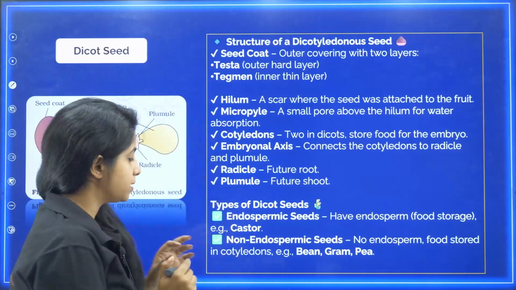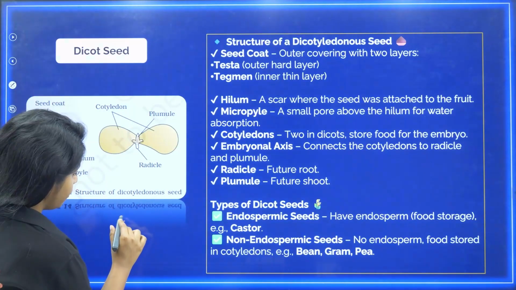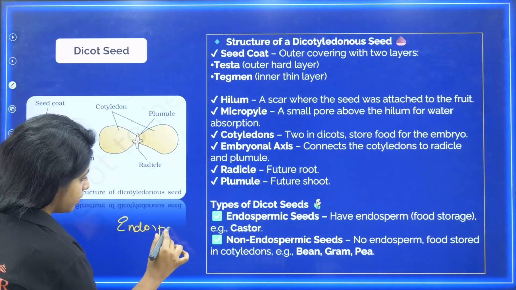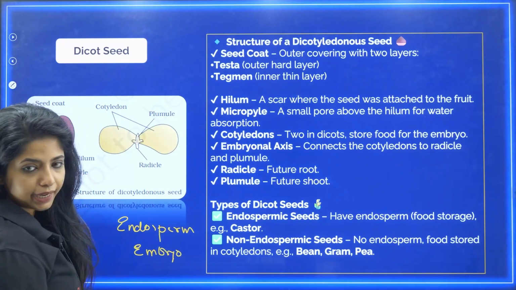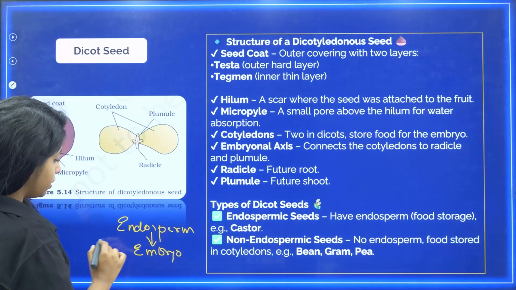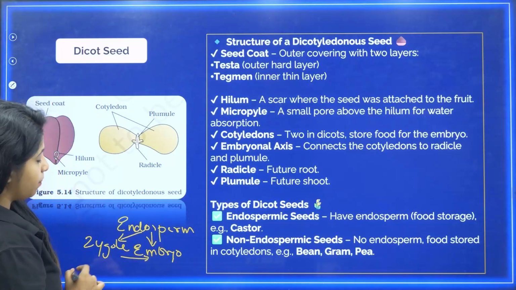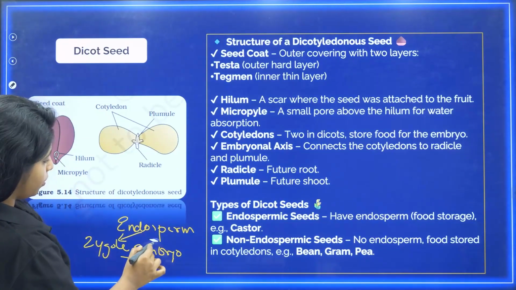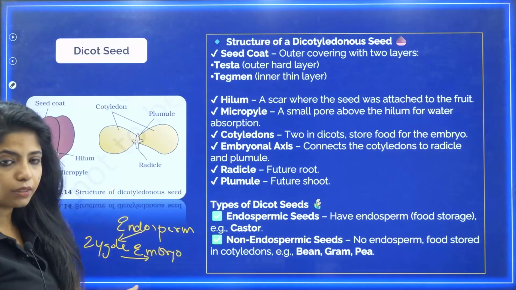So usually what happens is that we have an endosperm and we have an embryo. This is formed inside the seed, that is inside the ovule. The endosperm is the one that will be providing nourishment to the zygote to become what? The embryo. It helps the zygote to become an embryo within the ovule.